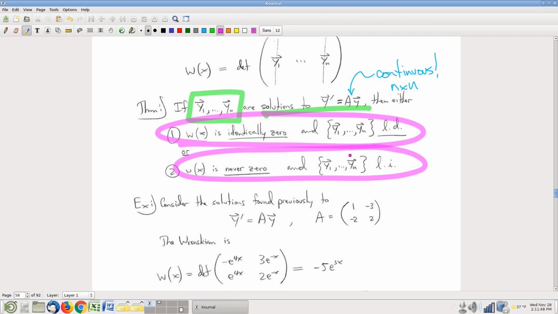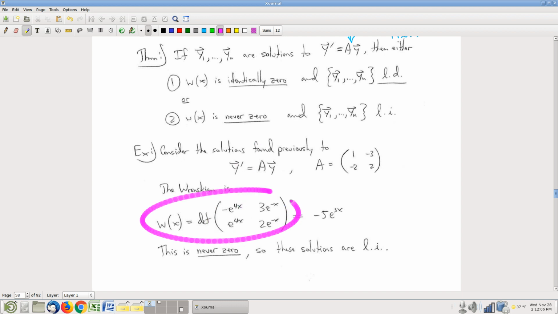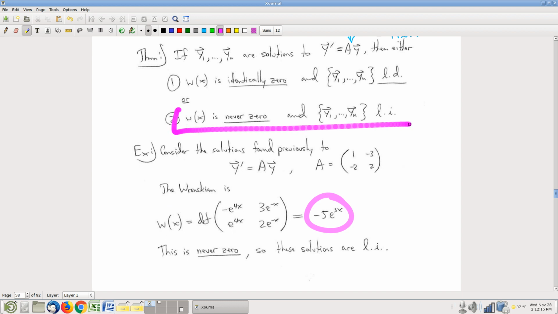Okay, so nice result. Quick example. Looking at the two functions that we pulled out of a hat a few minutes ago. These were those two functions that we confirmed were solutions to that differential equation. There's our Wronskian. Multiply it out, and that Wronskian, you'll notice, is never zero, and therefore this list is independent.